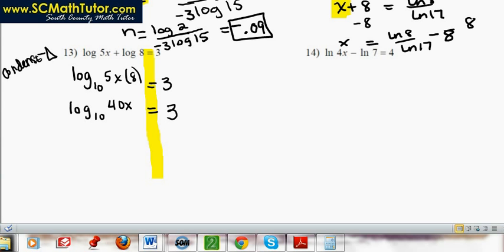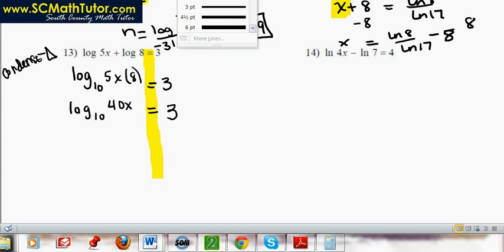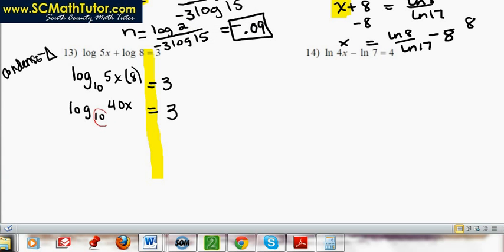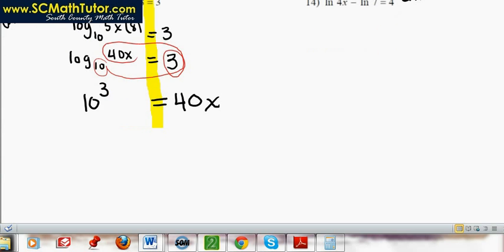Now you don't have logs on both sides, so your trick here is to change this to an exponent. Do the circle of life and change this to an exponent. 10 to the third power equals 40x. We know 10 to the third power is 10 times 10 times 10, which is 1,000, equals 40x.